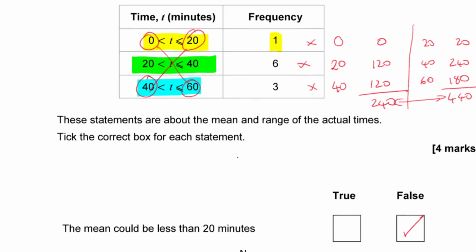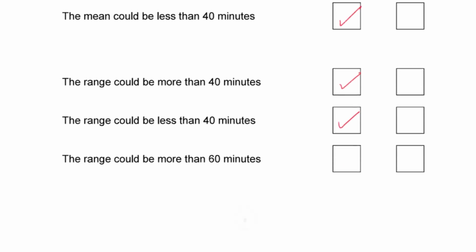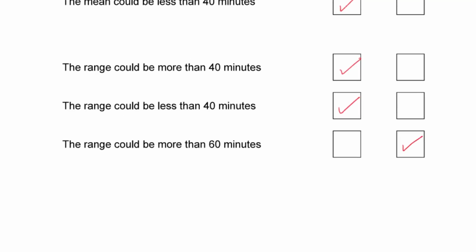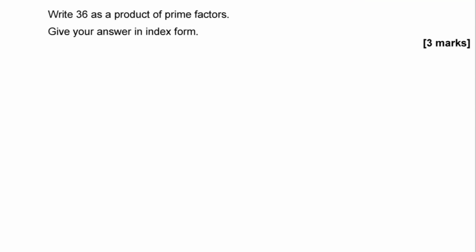Well, we said the range could be 60, but it can't be more than 60. That is definitely the upper boundary, so that is going to be false. Right, 36 is a product of its prime factors. Give your answer in index form.